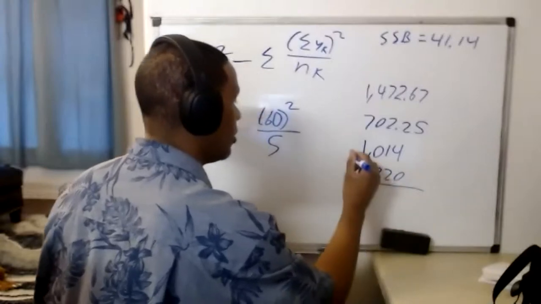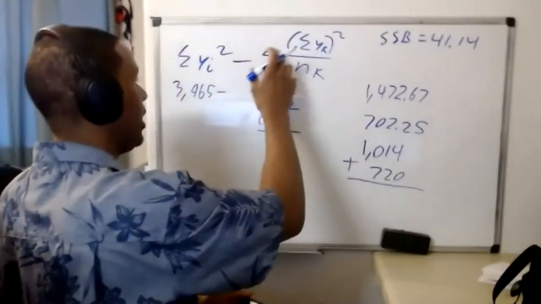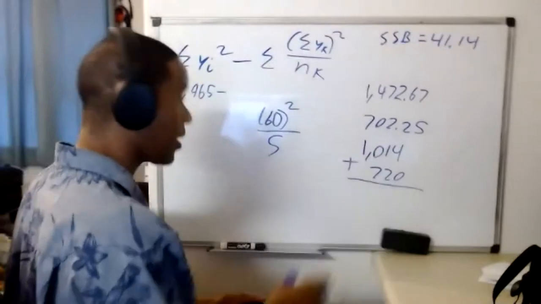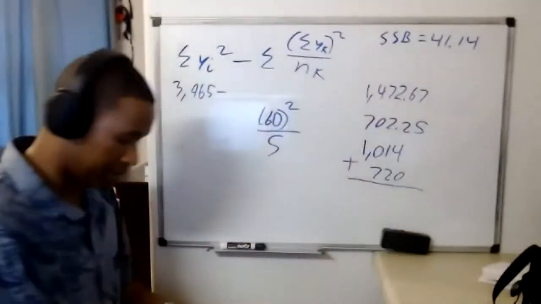Now, what you need to do at this point is add all these scores up. All of these scores up add up to what?